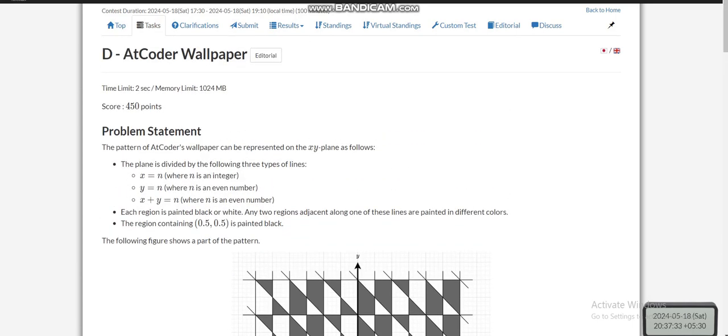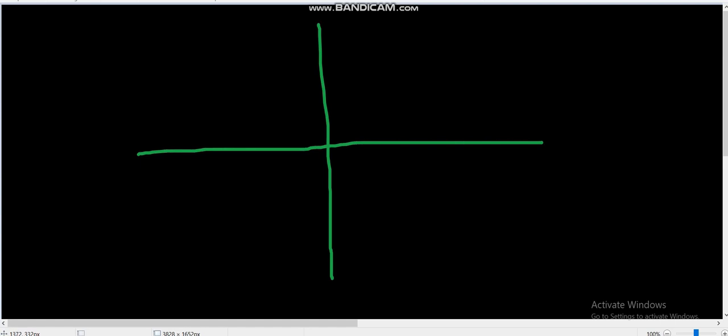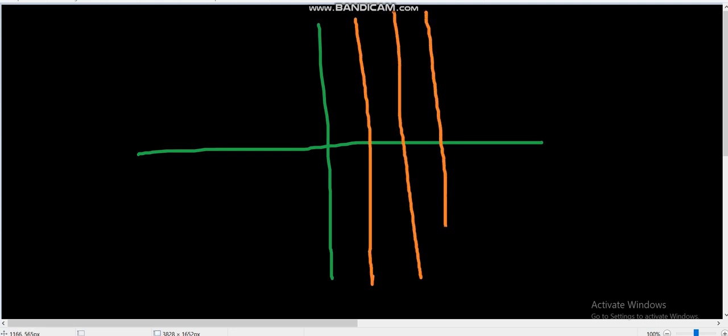One is x equals n, where n is an integer; y equals n, where n is an even number; and x plus y equals n, where n is an even number. So let me draw these lines here. First line is x equals n, so like that. x equals n means that these are vertical lines. These are separated by only one integer. So this is x equals 1, x equals 2, x equals 3, like that.